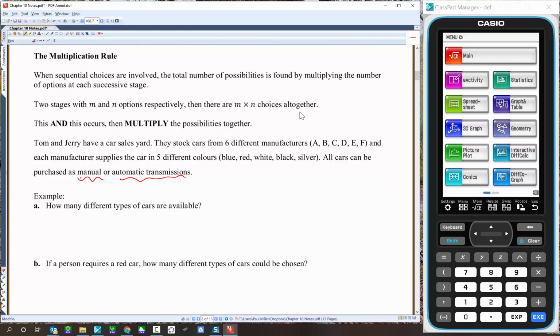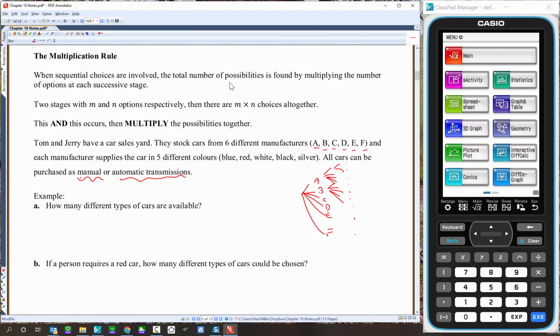If you imagine this like a tree diagram, we've got A, B, C, D, E, and F. And then there would be 5 of them, and then each of them would be 2. What you're looking for is the number of different ones that would come out of this. Now you can see that the tree diagram is really difficult to draw there.